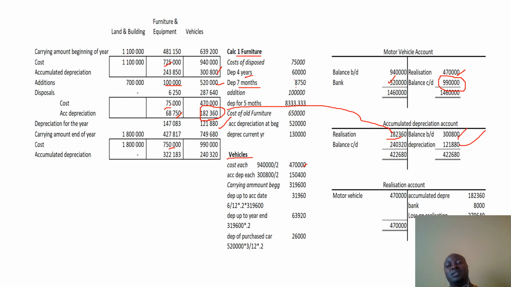Then the last thing is creating a realization account, where you put the cost of the asset, right, and the accumulated depreciation of the asset, and then what you have received. This vehicle was sold at a scrapyard for 8,000. This is what was received, and then from there you determine whether they've made a profit or a loss. If the credit side is less than the debit side, then it's a loss. If the credit side is more than the debit side, then it's a profit, isn't it?